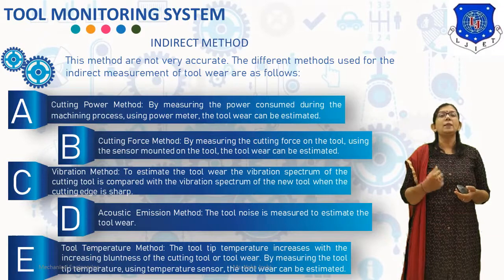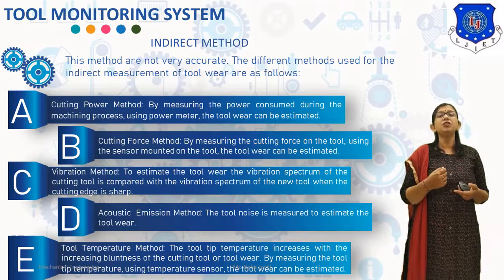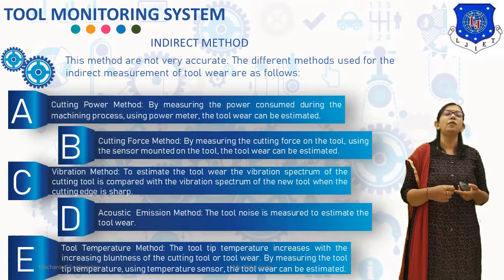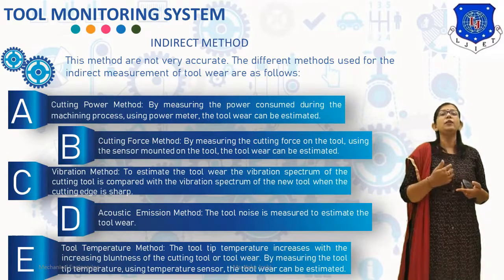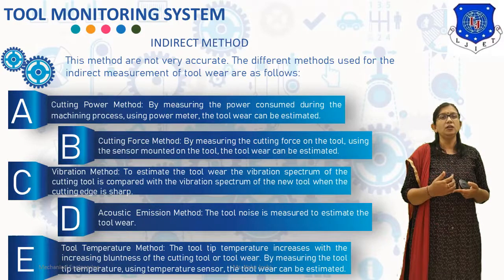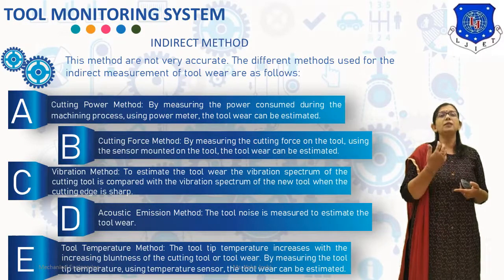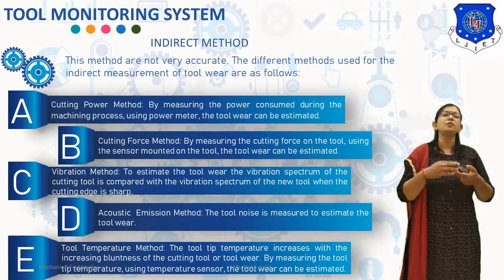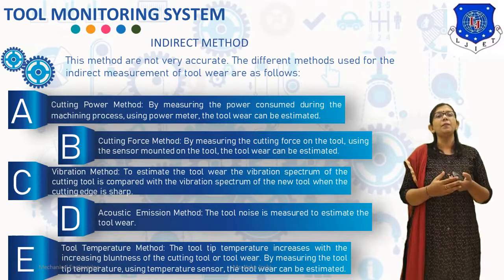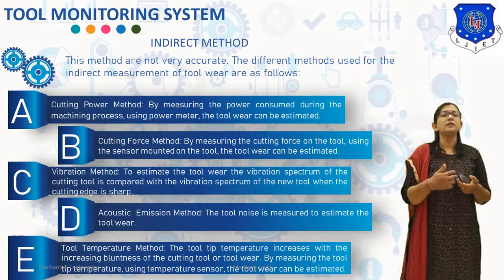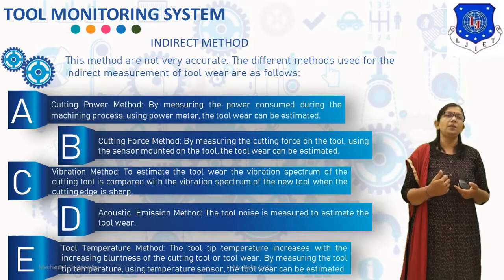Next method is tool temperature method. The friction between the tool tip and the workpiece increases with the increasing bluntness of the cutting tool, which leads to an increase in the tool tip temperature. The tool tip temperature increases with increasing bluntness of the cutting tool, or tool wear. So by measuring the tool tip temperature using temperature sensors, the tool wear can be estimated.